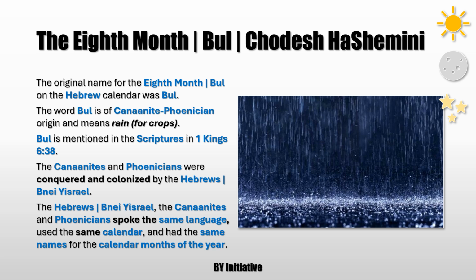And just a reminder that the Canaanites and the Phoenicians were conquered and colonized by the Bnei Israel. The Bnei Israel imposed upon these peoples language, culture, and reckoning of time. Therefore, the Canaanites and the Phoenicians spoke the same language as the Bnei Israel, used the same calendar, and had the same names for the calendar months of the year.